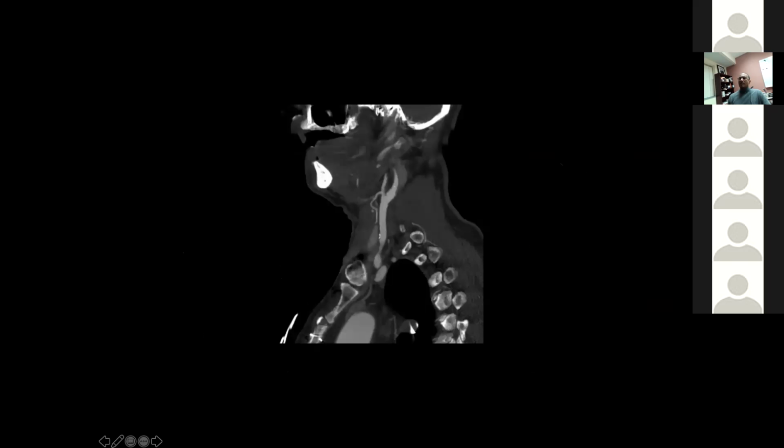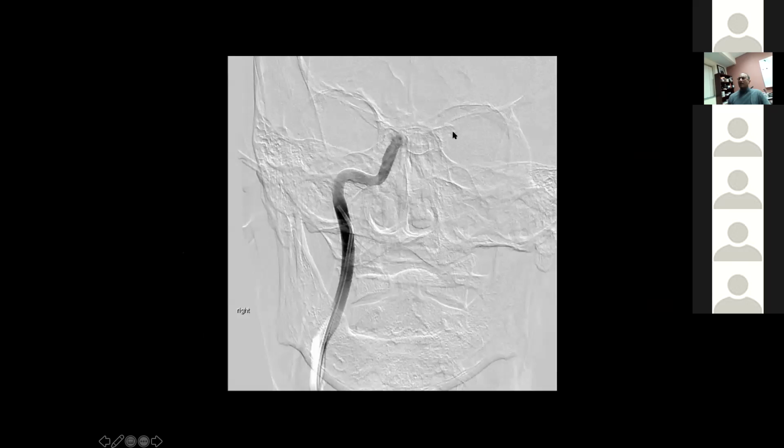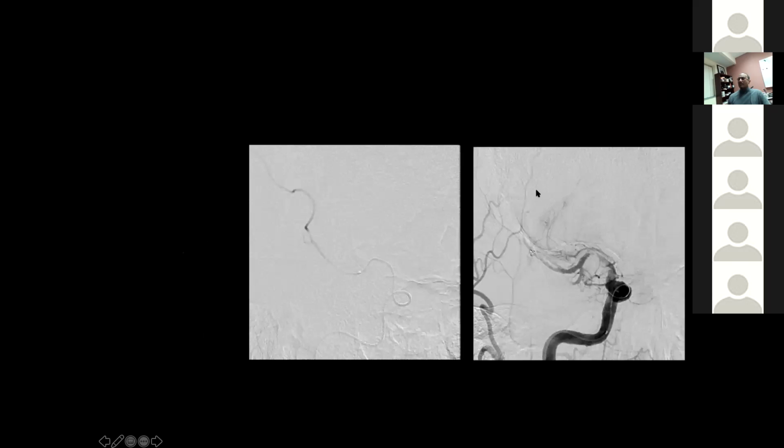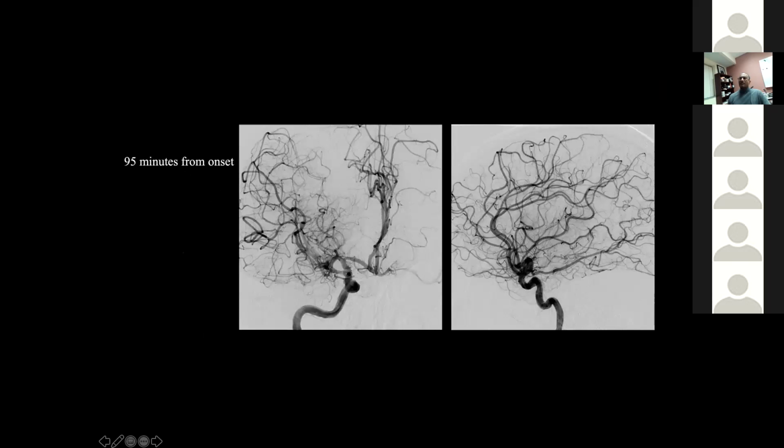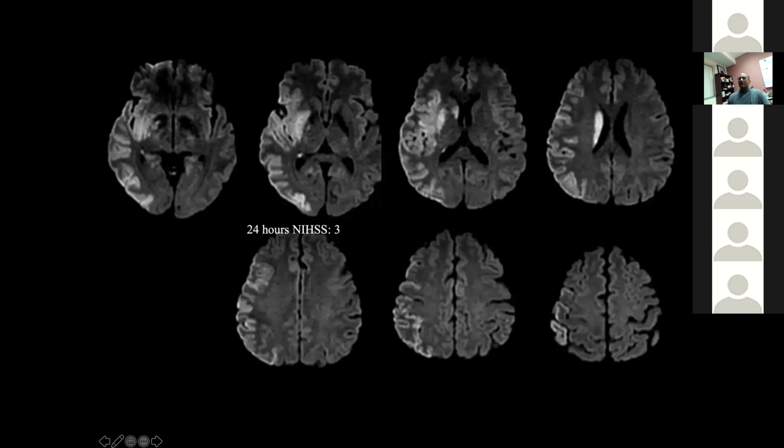The carotid is occluded, probably due to a dissection. I go in there, get past it, go into the MCA, open the vessel, and we are still at 95 minutes from onset. And this person, next day, is basically completely normal, an NIHSS of 3, but look at the degree of changes on diffusion imaging. In fact, if someone looked at the diffusion imaging, they would say the person would have a significant deficit. So there is a disconnect between imaging and outcome.